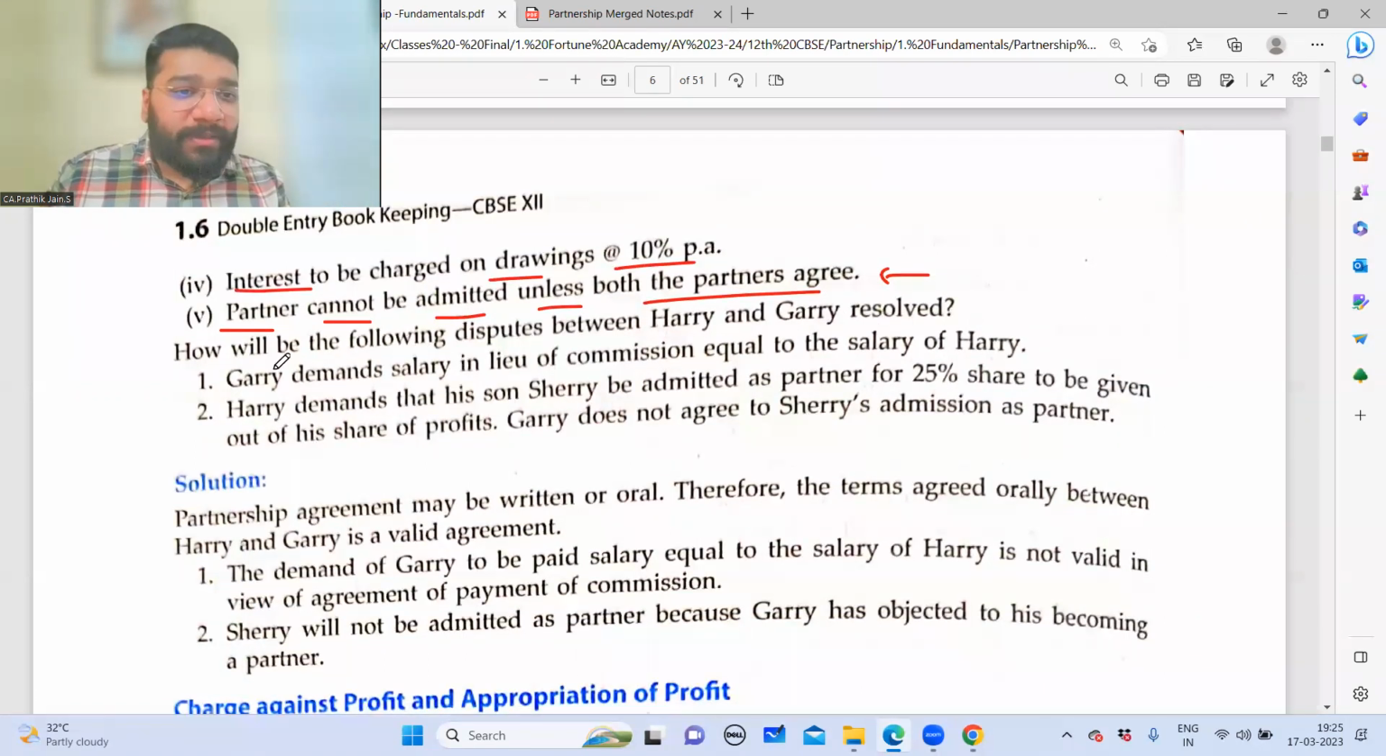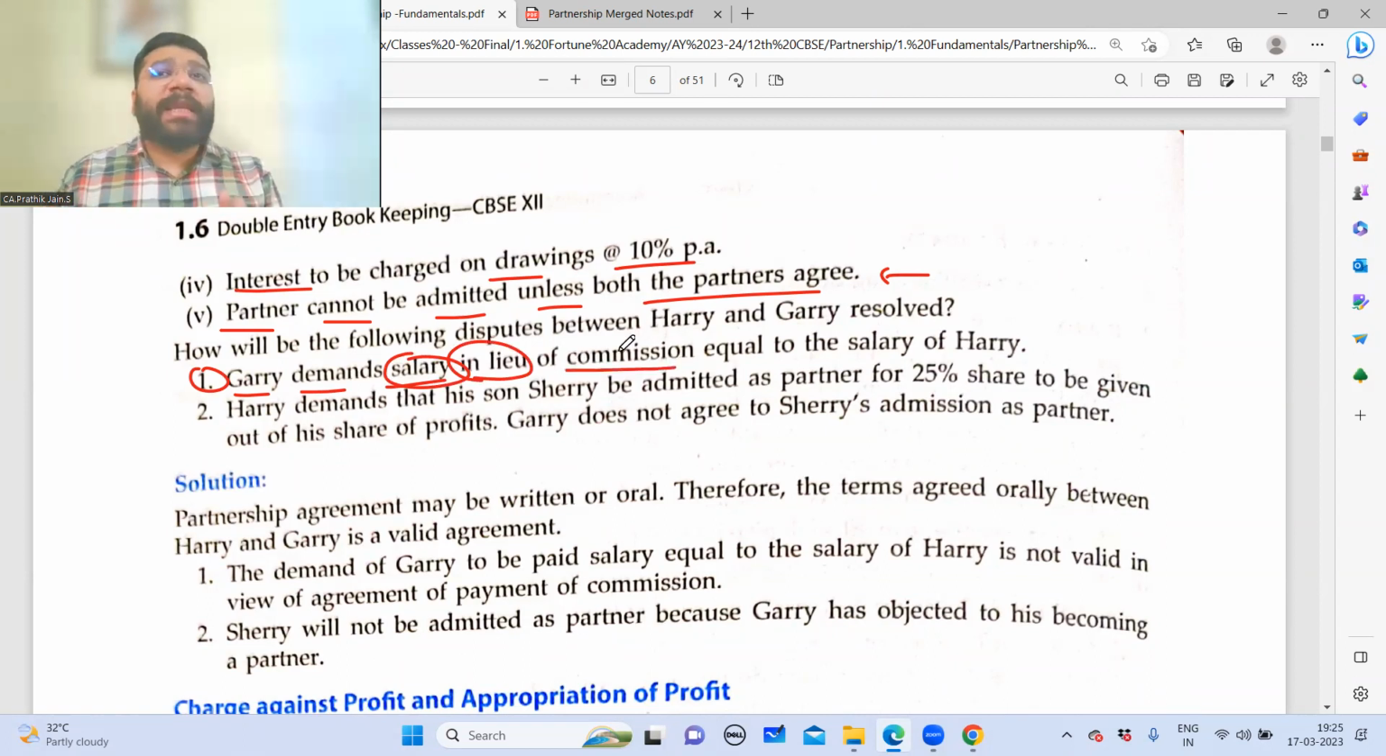How will the following disputes be resolved? First dispute: Gary demands salary. What did we promise to Gary? Online people, what did we promise to Gary? To give 10% on net profit, sir. Commission we promised, but he's demanding salary in lieu of, meaning instead of, commission. He's telling us, though we agreed you'll give me commission, instead you pay me salary equal to Harry's. Is it acceptable?